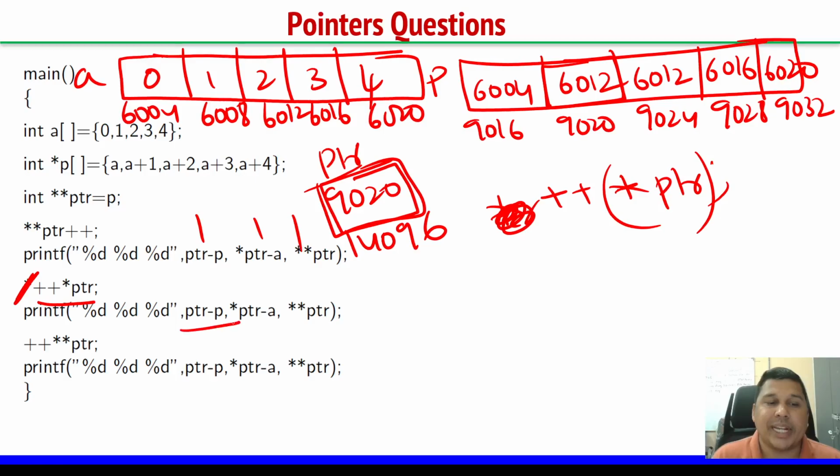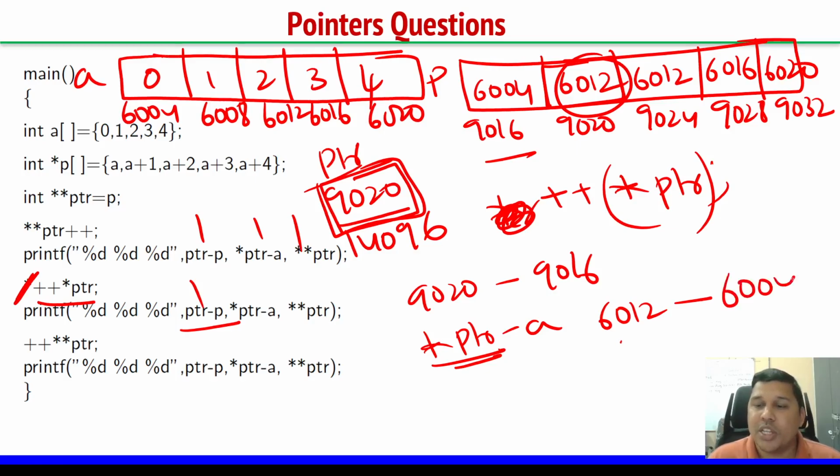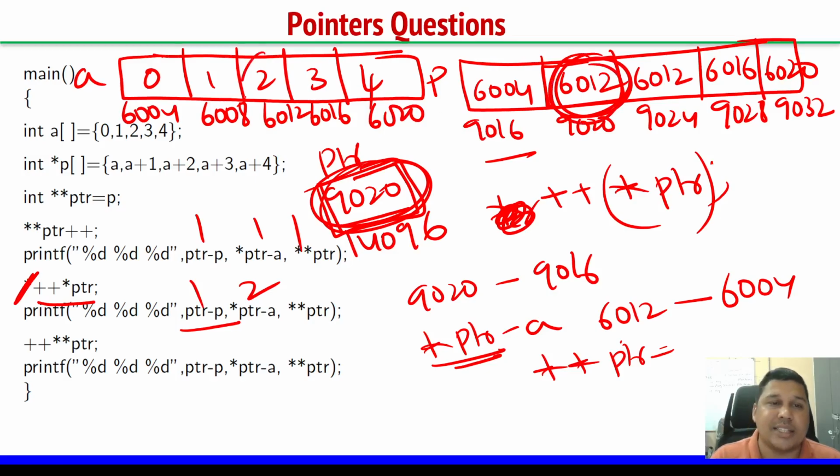Now answer. PTR minus P. PTR is 9020. P is 9016. So the difference is 4 by 4, 1. Next, star PTR minus A. PTR means 9020. Star PTR means 6012. 6012 minus A means 6004. So the difference is 8 by 4. It will give you 2. What is double star PTR? Double star PTR means 9020, star of 9020 is 6012, star of 6012 is 2. So this is 1, 2, 2.